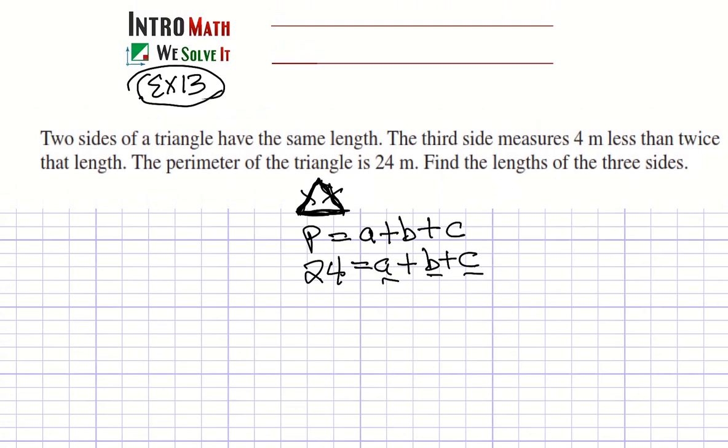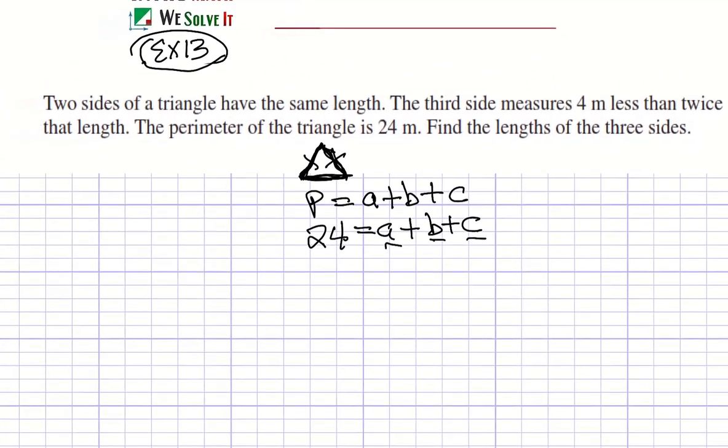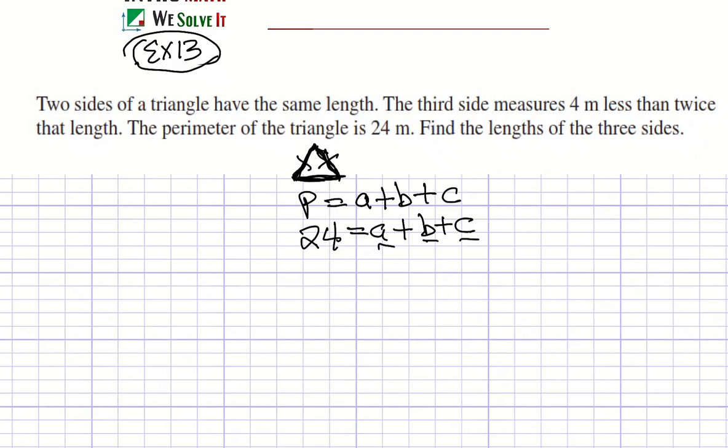So basically two sides have the same length, so let's call the same length S. Let S be the side that are equal.